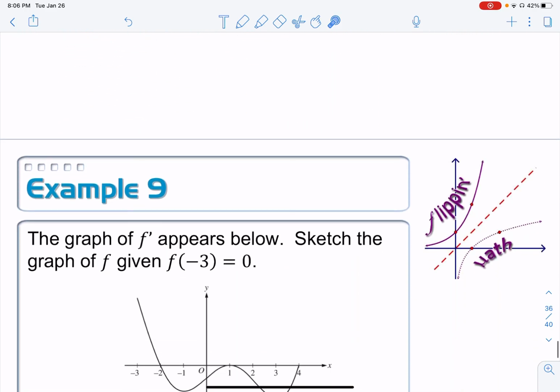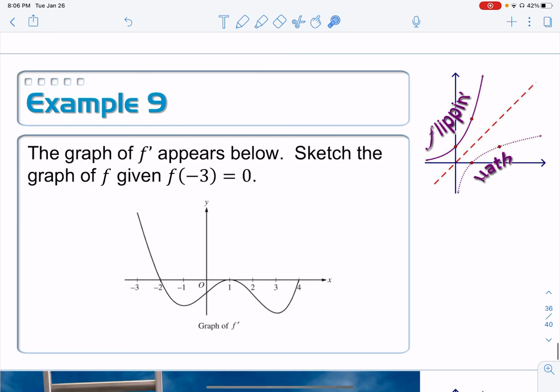All right, I'm going to leave you with one problem for you to try on your own here with example 9. A little bit different. The graph of f prime appears below. Sketch the graph of f of x given, and we have an initial condition. F of -3 is equal to 0. So we've seen this function actually before. It's from a released FRQ.